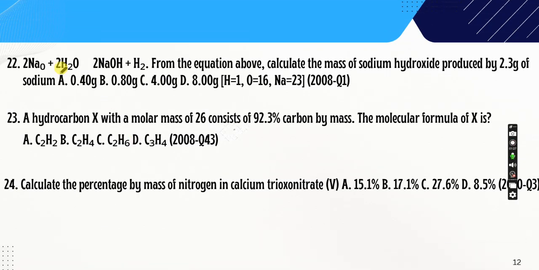So the next question is saying that 2 sodium react with water to form sodium hydroxide and hydrogen gas. From the above equation, calculate the mass of sodium hydroxide produced by 2.3 grams of sodium. So they are comparing the sodium and this. What we need to know is the mass of this from the equation of reaction.